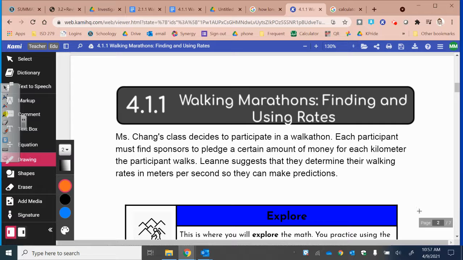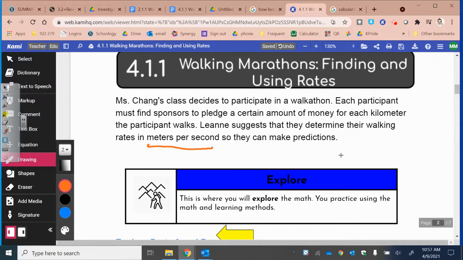Then Leanne, one of the students in her class, suggests that they determine their walking rates in meters per second so they can make predictions. So we're going to be using the rate meters per second in this part A.